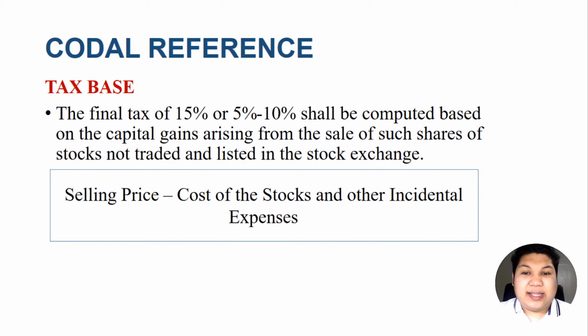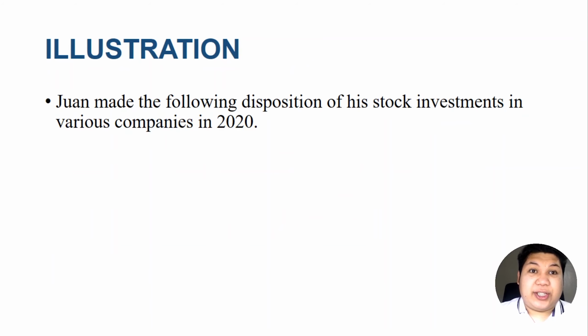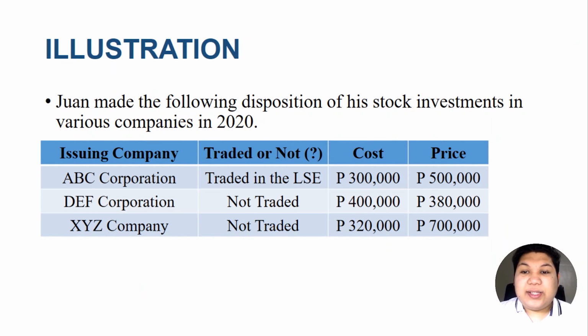These taxes shall be based on the capital gains arising from the sale. When we say capital gains, this means the selling price minus the cost of the stocks and other incidental expenses relative to the sale of those shares of stocks. So let's have an example. Juan made the following dispositions of his stock investments in various companies in 2020. We have the issuing companies ABC, DEF, and XYZ. The shares, the investment in ABC company, were traded in the local stock exchange.